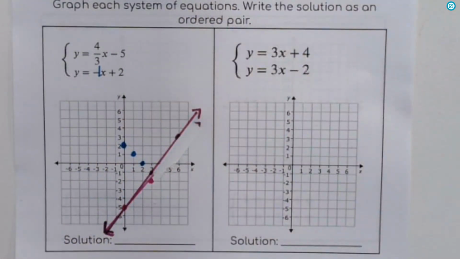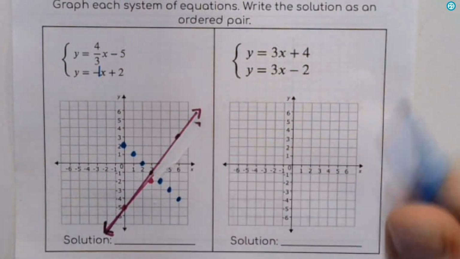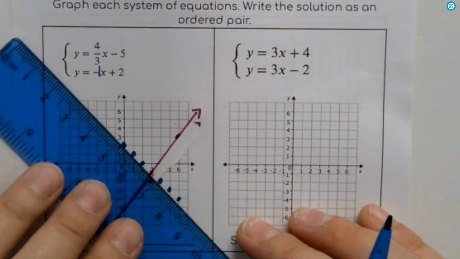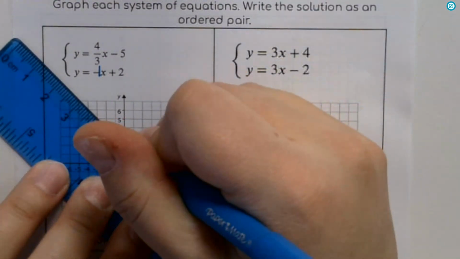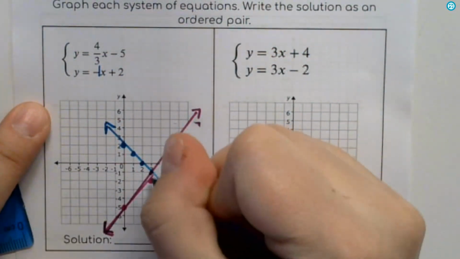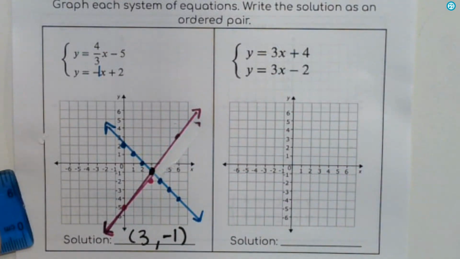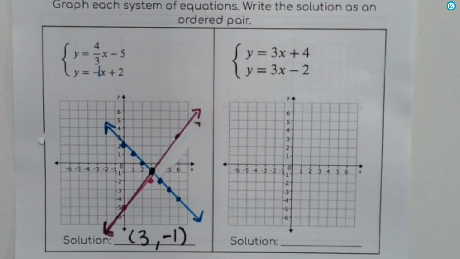There we go. Alright. If you counted correctly, unlike me, you should have gotten your two lines crossing perfectly at 3, -1. So this point right here is where they cross perfectly at 3, -1. And that is your solution. When you write your solutions, x always needs to go first. Okay. Any questions on that first one?